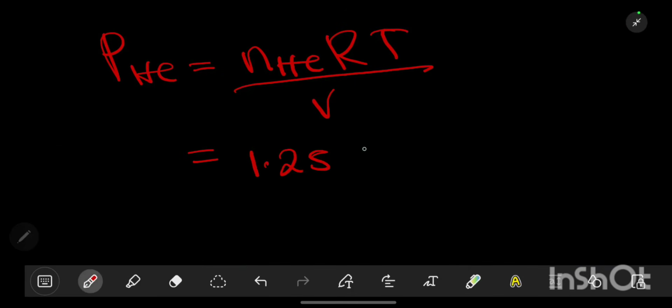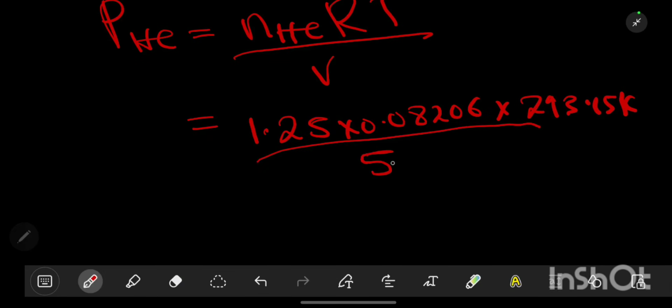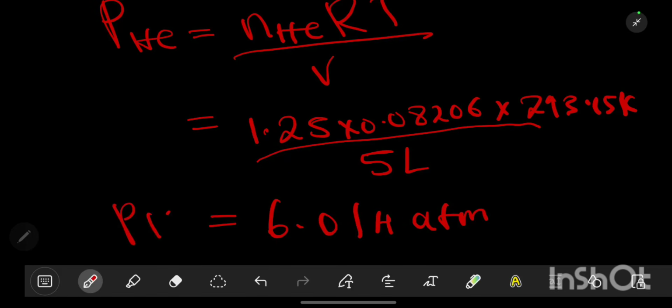Then we have times our R, which is 0.08206. Then we have times our temperature, which is 293.15 kelvins, divided by the volume, which is our 5 liters. So we have 1.25 times 0.08206 times 293.15, and this value divided by 5 is going to give us 6.014 atmospheres. So this is the partial pressure.